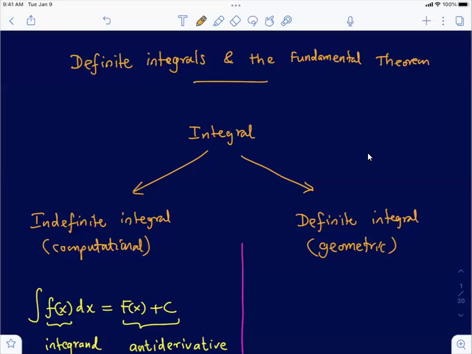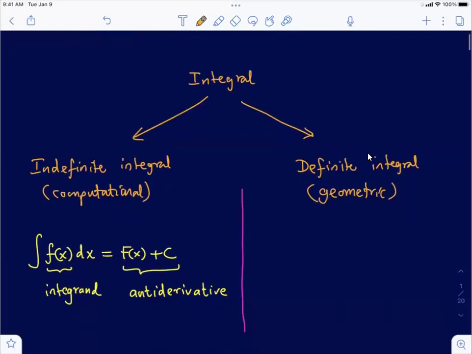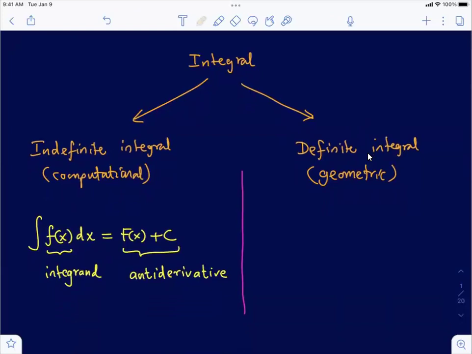So what do we mean by the definite integral, the definition of the definite integral being geometric? The way that we define the definite integral is like this. We consider a graph, let's say a graph of a function. To consider a definite integral, we need to have two values, a and b. These two values are located on the x-axis.